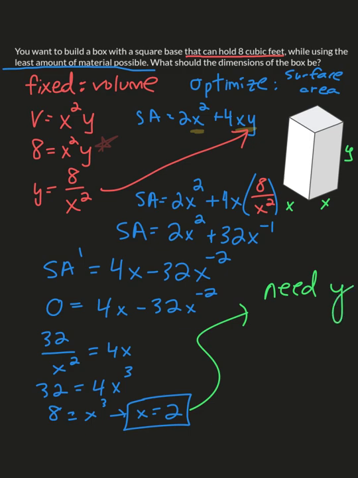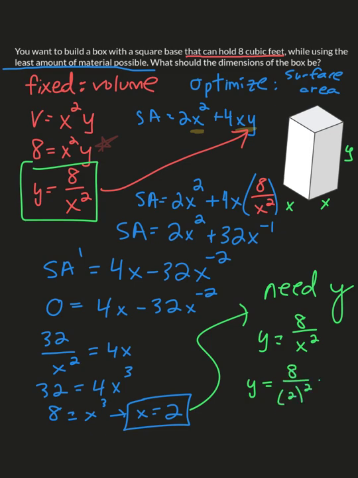So what's really nice about this is that we actually already have an equation where y is isolated. If you look back at the volume equation, we have y is equal to 8 over x squared. So we can use this. We know what x is now, and I just have to do a simple substitution, plug in 2 for x, and I'm able to solve for y. And it does turn out that y is also 2.